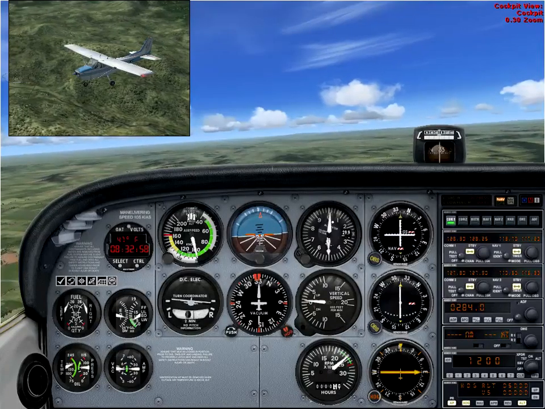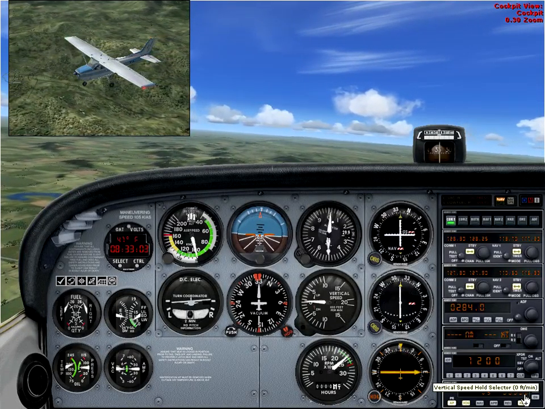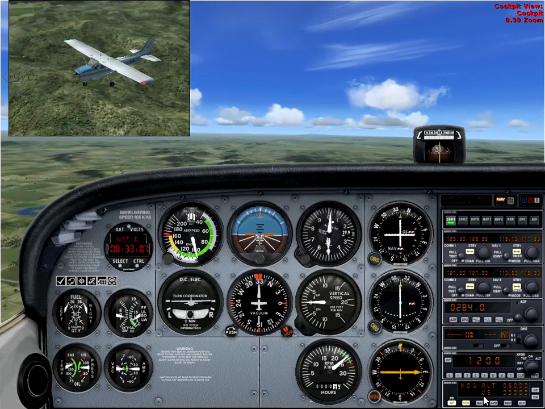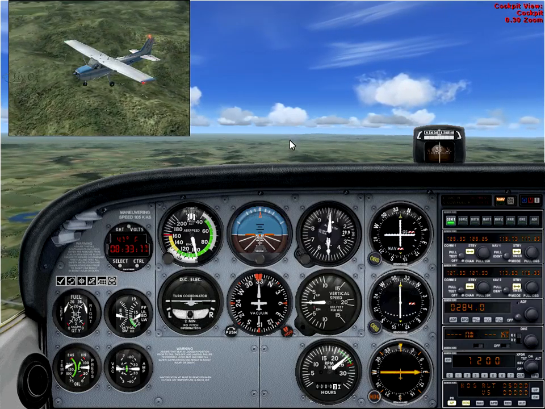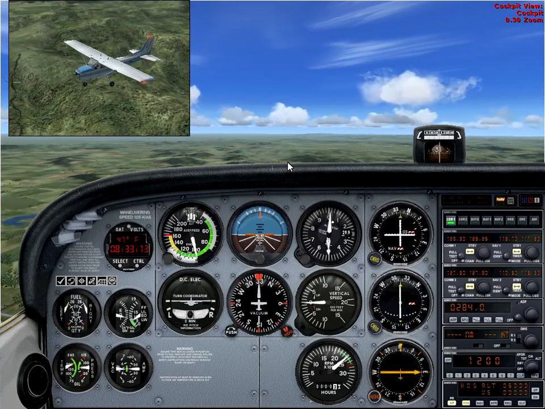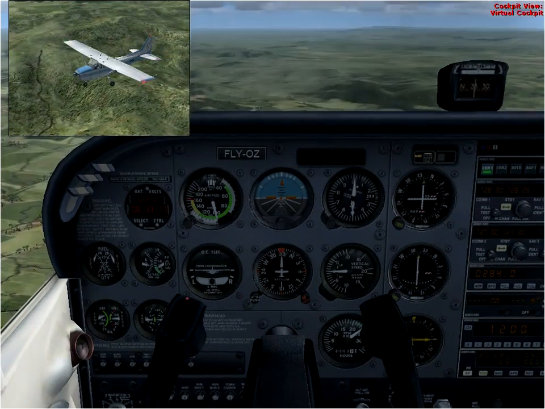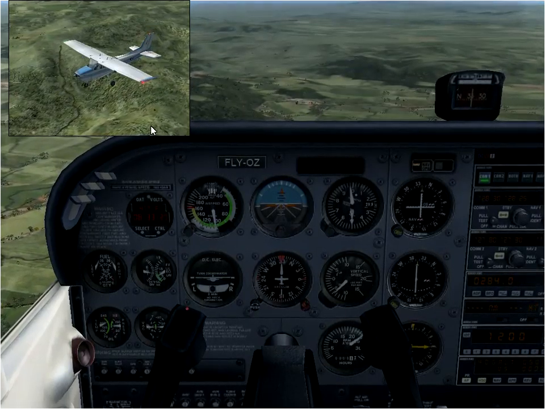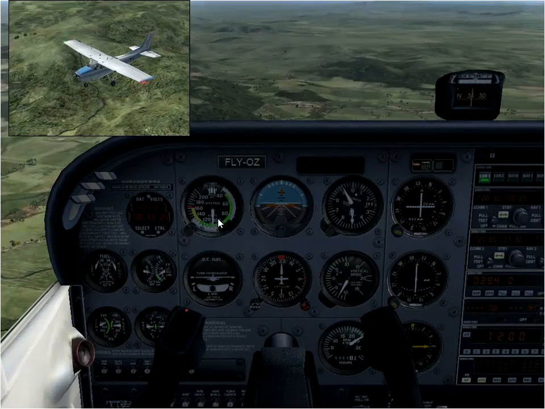Now first let's look at our elevator. Now I want you to look outside the aircraft and notice the relationship of the nose to the horizon. It is just below it. When I move the control column forward, see how the nose drops down below the horizon, and inside you can see that the airspeed is increasing and we are losing height.